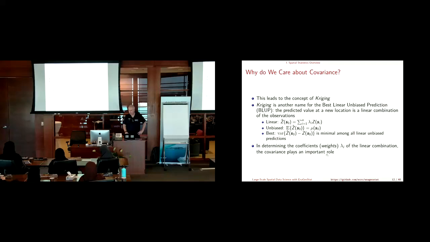The solution of this optimization problem with constraint to be best and unbiased, in fact, is the solution of a linear system that depends on the covariance function. So these optimal weights to do the prediction are a function of the underlying covariance function. So this is why we want to model this underlying covariance function. That's the idea, so that we can do prediction in an optimal way.